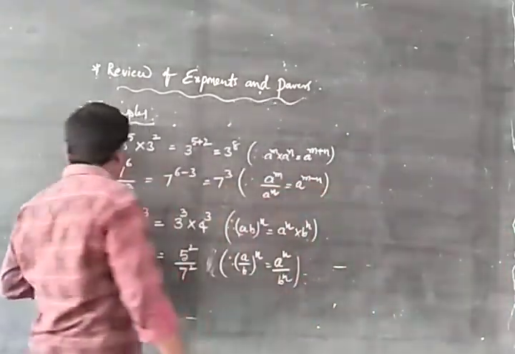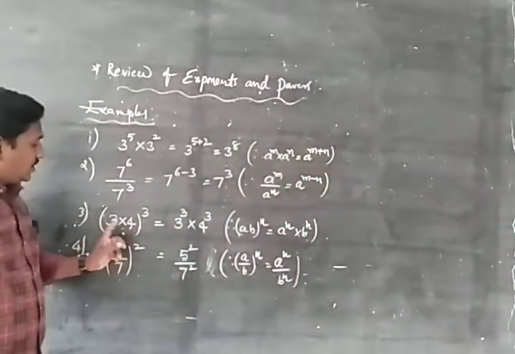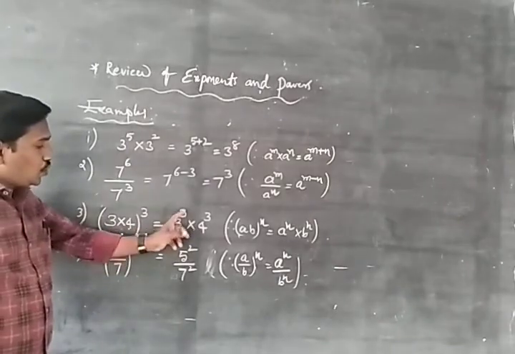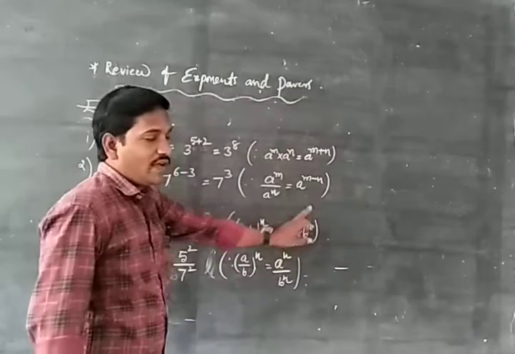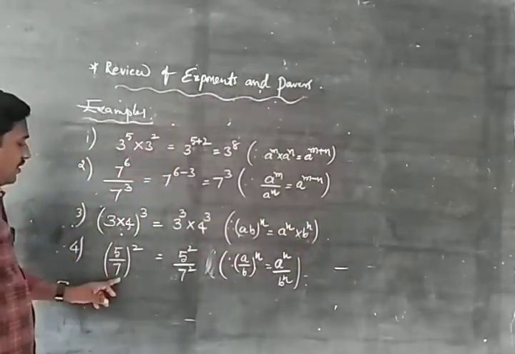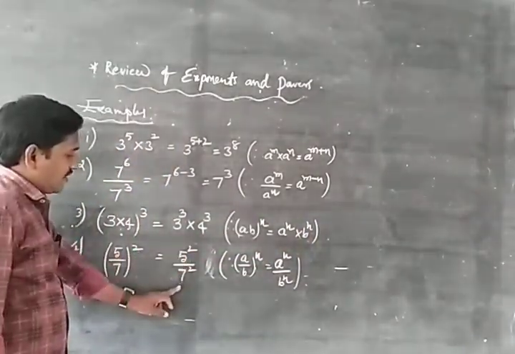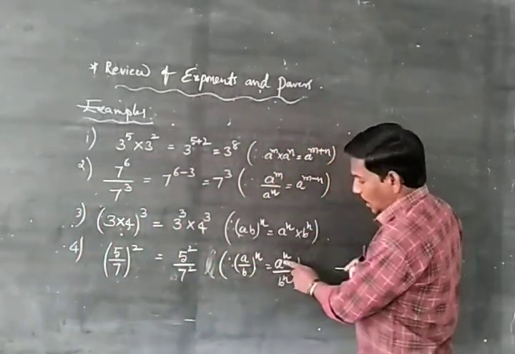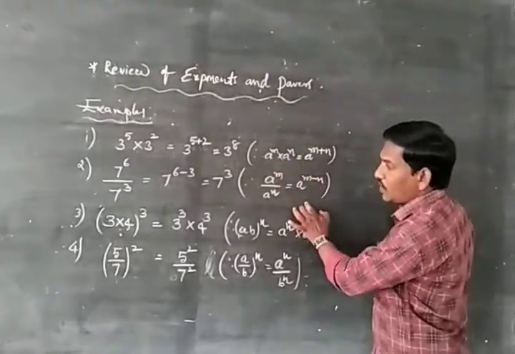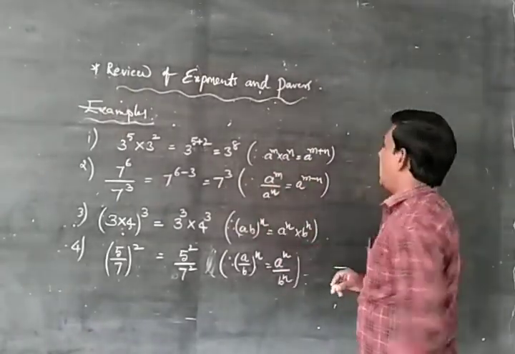And 3 into 4 whole cube equal to 3 cube into 4 cube. The formula is (a b) whole power n equal to a power n into b power n. 5 by 7 whole square equal to 5 square by 7 square, which is (a by b) whole power n equal to a power n by b power n. This is the formula according to the examples.